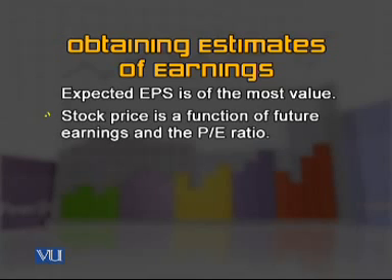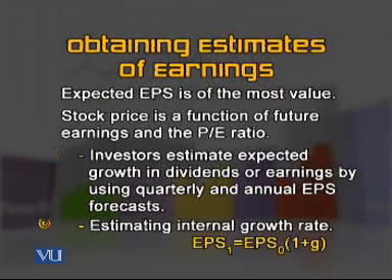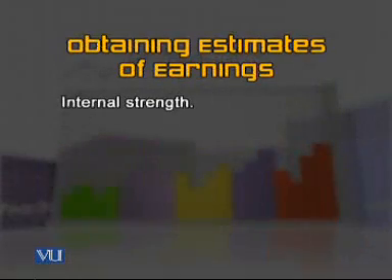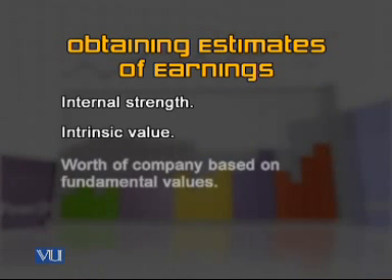The idea was that the stock price is a function of future earnings and PE ratios. We talked about investors trying to hit the estimate right about the growth in dividends or earnings. Then we talked about estimating internal growth. Obviously, when we talked about intrinsic value, we said that a company should have internal strength. So when we talked about internal strength, we talked about intrinsic values, the worth of a company based on its fundamental values.